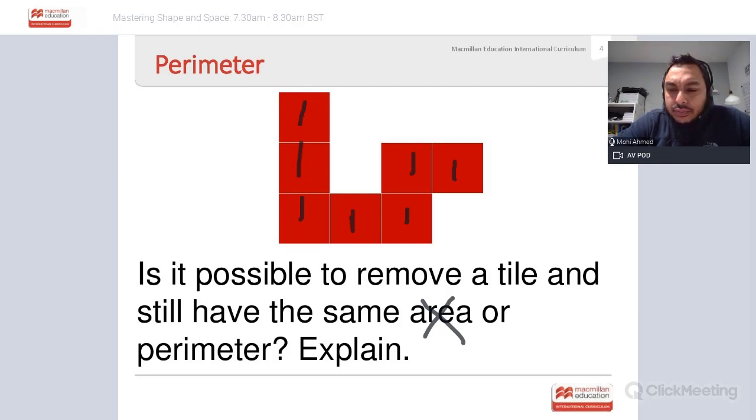Fozia says yes, but others are saying no, they don't agree with Fozia. So does everyone disagree with Fozia? Fozia is being very brave, going against all her colleagues. So is she correct? Possible for perimeter, says Toto. So Toto is also agreeing with Fozia. It says possible, says Asha. So how is it possible? Which tile would you remove to make the perimeter stay the same, but not the area?